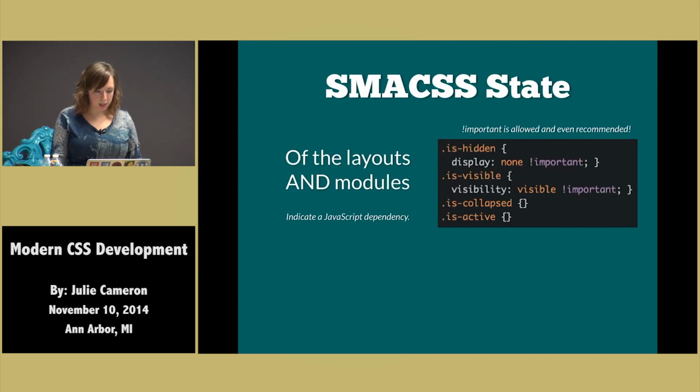Now, the next piece is state. And state applies to generally modules or layout objects. They're different from module subclasses because they indicate that there is a JavaScript dependency. So these classes that we've got here as an example, is hidden, is visible, is collapsed, is active. Those are all things that we might toggle on and off an object through JavaScript.